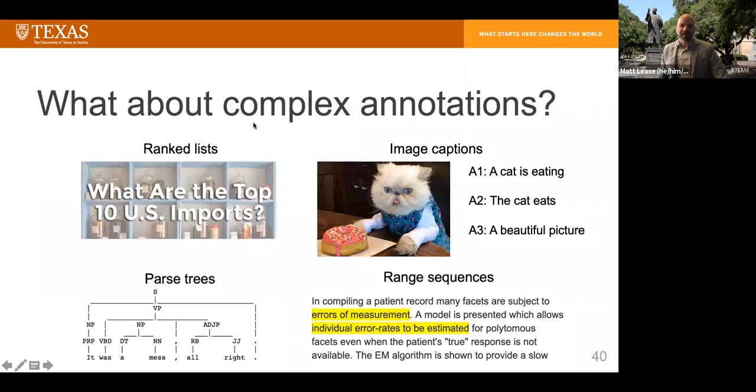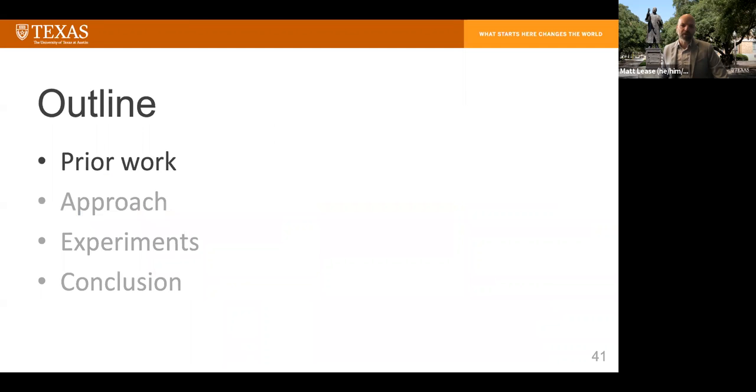With complex annotations, these are tasks like a set of rankings from annotators, syntactic parse trees, free text responses, or natural language sequences. As the space of the different annotations gets more complex, it's hard for any of these simple methods to work. So what we're going to talk about is this problem, some prior work in this space, and the usual: our approach, experiments, and conclusion.